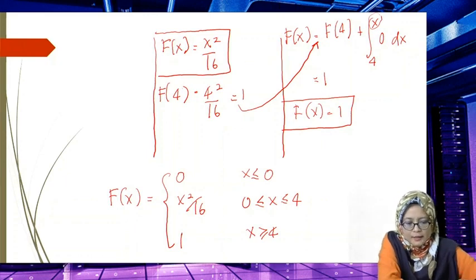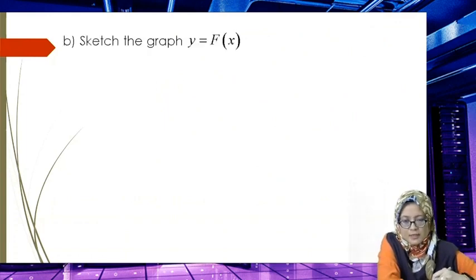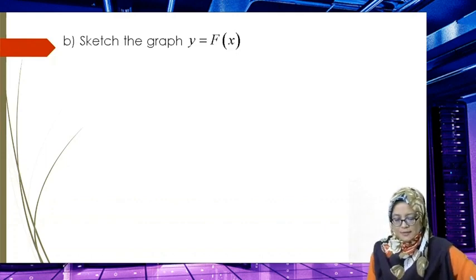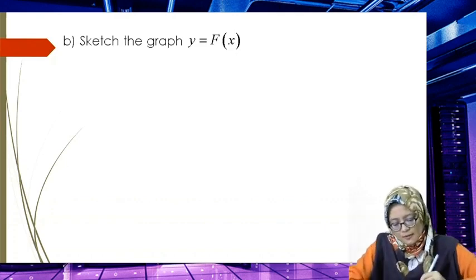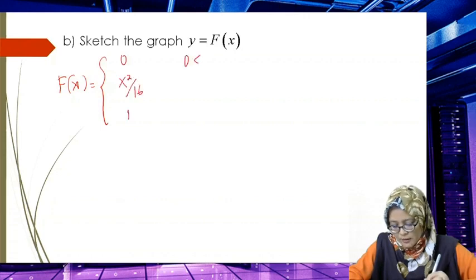Okay, so then next kita nak sketch the graph of y equal to fx. Tadi kita tulis balik fx kita: 0, x square over 16, 1. So 0, x less than or equal 0.